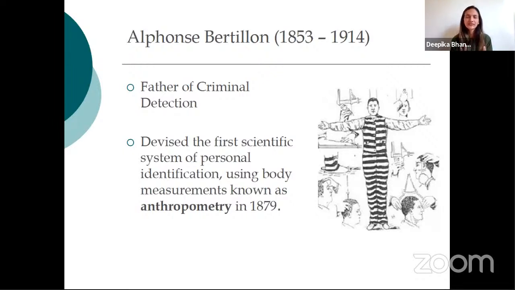His father was a statistician and an anthropologist, so he made him work in the police. He was working as a typist, and since he was a very orderly person, he wanted to make data for the criminals. Traditionally they used to take a photograph and write the details. He started taking measurements of various bodily aspects, height and all those anthropometric measurements of the criminals. He devised the first scientific system of personal identification using body measurements, known as anthropometry.